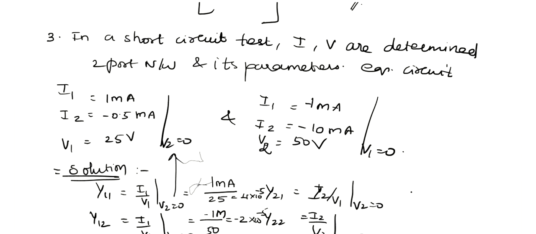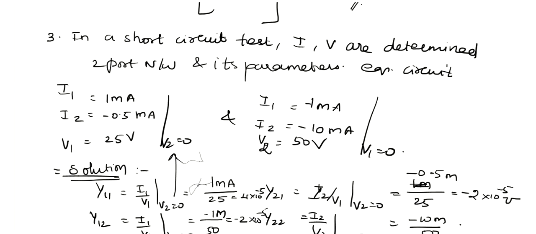Clear? And also here it is I2 by V1 making V2 equal to 0, means 1 milliamps divided by V1 will be 1 m by 25. Same answer. And then I2. Sorry, it is not 1 m, it is minus 0.5 amps. And you are getting minus 2 into 10 to the power of minus 4. And what is the final answer? V1 equal to 0 means this one, I2 by V2, minus 10 by 15. Minus 2 into 10 to the power of minus 4.